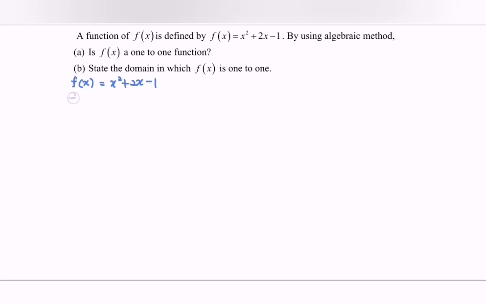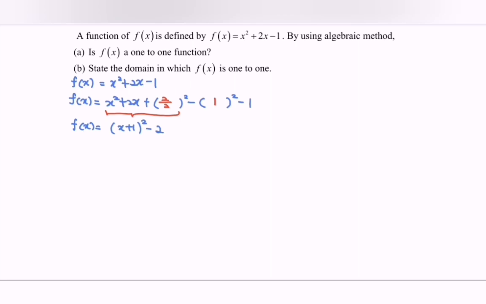Let's begin. f(x) equals x squared plus 2x plus bracket square minus bracket square minus 1. So here we have the process of completing the square. Positive 2x, so we have 2 over 2, which means we have 1. Kindly simplify this part. So f(x) equals (x plus 1) squared minus 2. So that is the standard form.